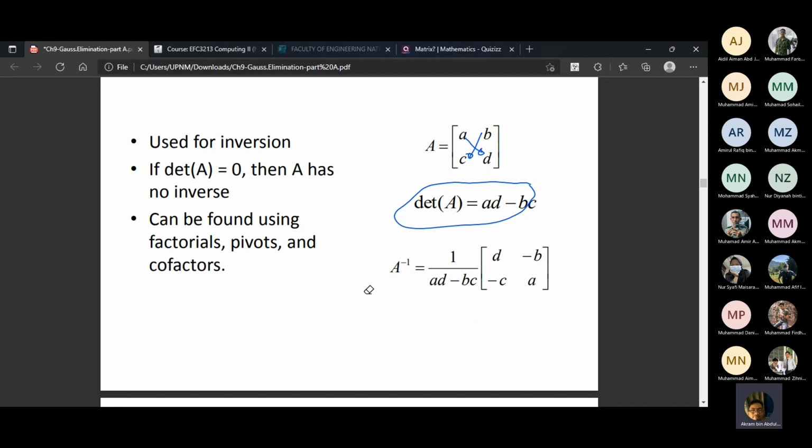Bentuk inverse dia adalah 1 over the determinants. So determinants adalah A darab D tolak dengan B darab dengan C. That's the determinants times, mana kita tukar swap kedudukan dia. A dengan D swap, B dengan C kita tukar sign saja. So ini adalah inverse dia. So maknanya kalau you ambil A, you darab dengan inverse A, you akan dapat identity matrix.